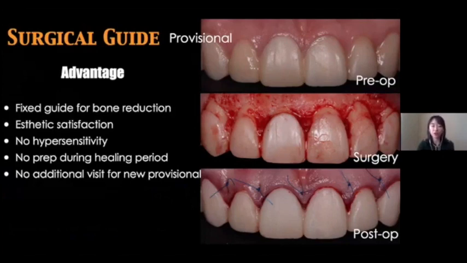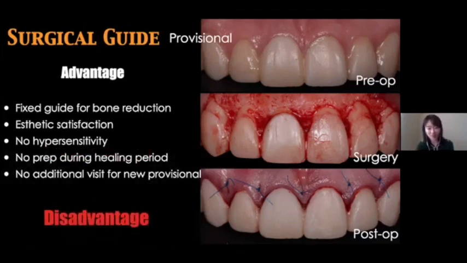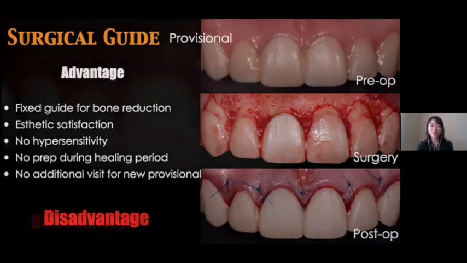There's no risk of hypersensitivity, and there's no prep during the healing period. Basically, the patient wears this provisional all through the healing period. As long as the provisional is not broken, you don't necessarily need to see the patient and readjust a lot of things. So there's no additional visit for a new provisional. Once the tissue is all healed after 3 months, you directly remove the provisional, take a final impression, and send it to the lab. Of course, there's also a disadvantage for it.